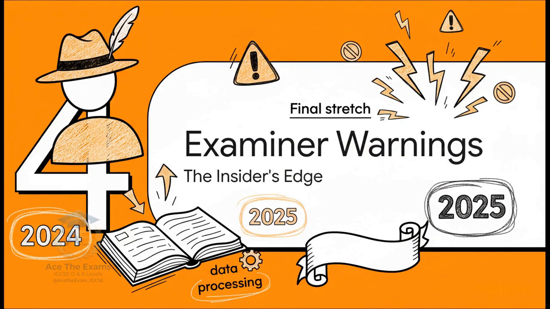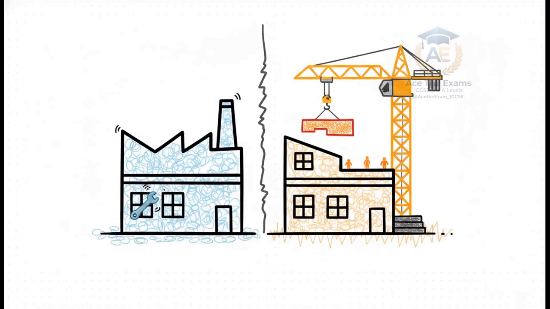All right, we are in the home stretch. Section 4, Critical Examiner Warnings. Consider this your insider's edge. Here is a critical, major warning straight from the marking rooms: failing to perfectly distinguish between revenue items and capital items. This is a classic trick area.